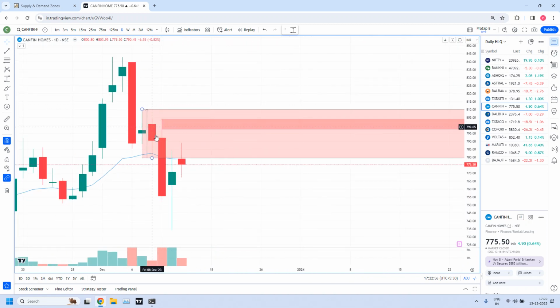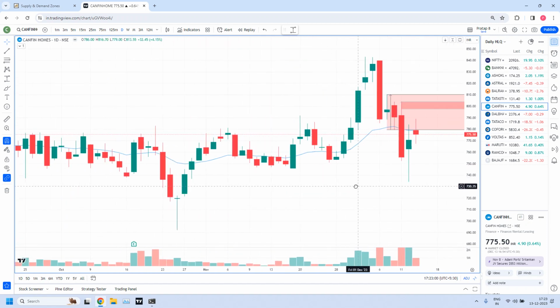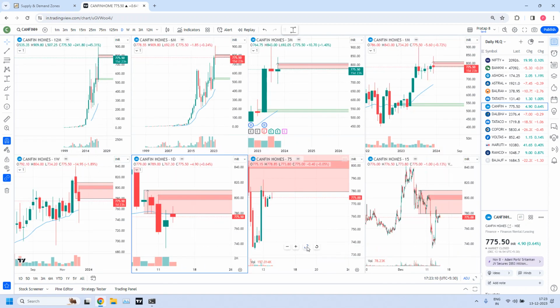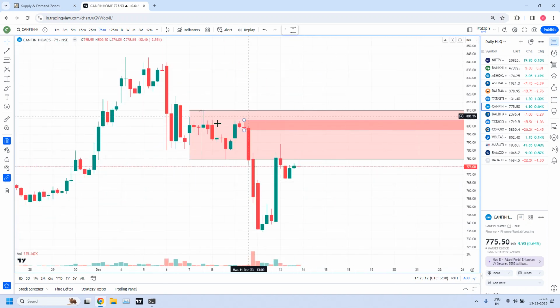We have a drop, base candles, and a drop. See, we have another interesting learning from this stock. Even though the prices did not enter into this, we identified a fresh 75 minutes zone inside. We have a rally, we have two base candles, and we have a drop. So this is looking like a very good 75-minute zone, right? Because most of the people think like that.